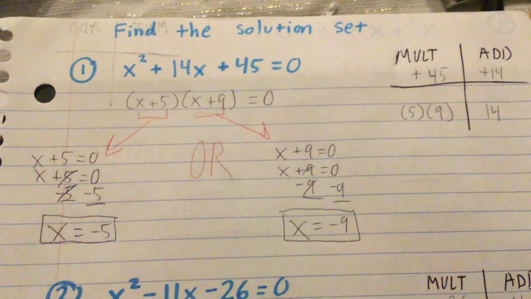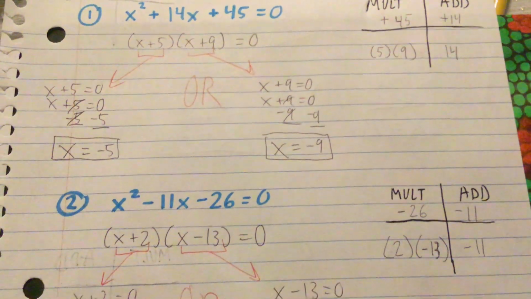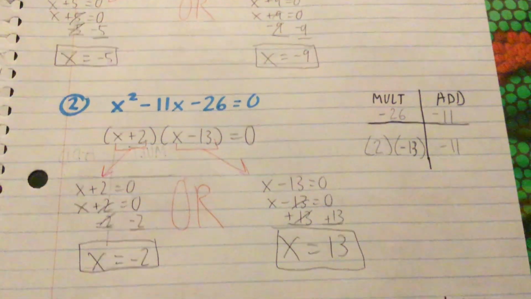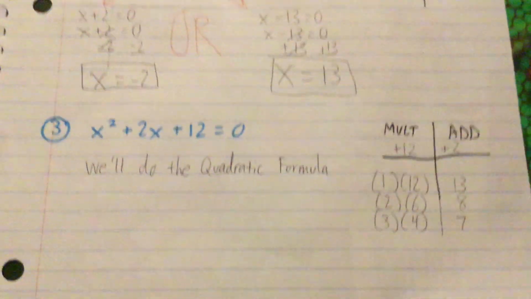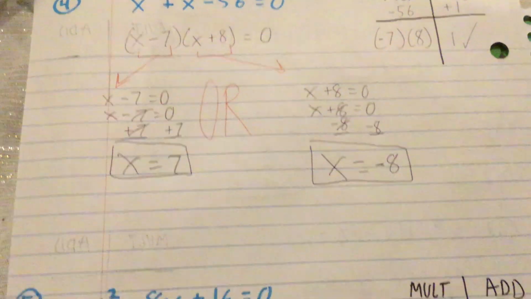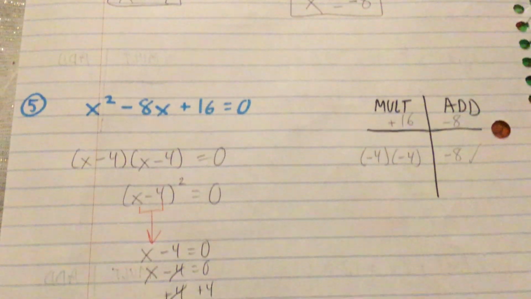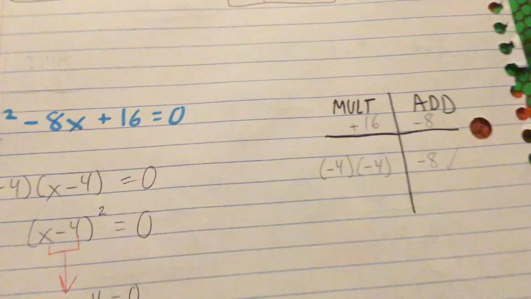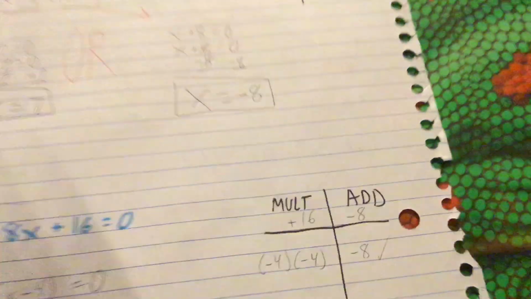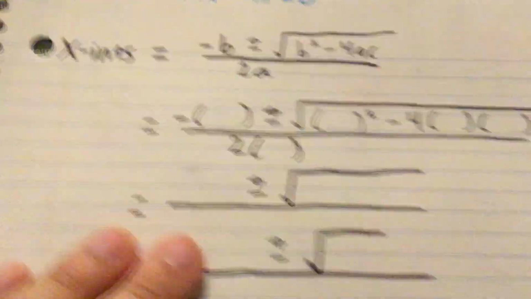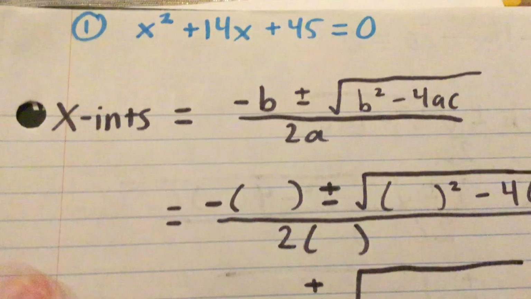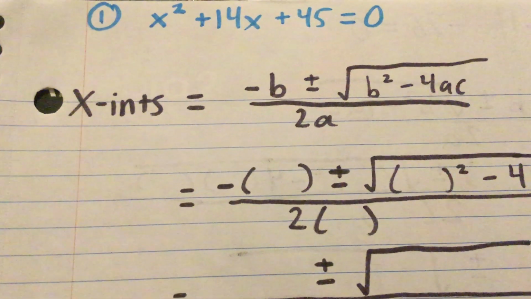Now that we've gotten all 5 of these problems and their solutions, let's move on to solving all 5 of these using the quadratic formula. Now I'm going to pull up problem number 1 with the quadratic formula. x squared plus 14x plus 45 equals 0.